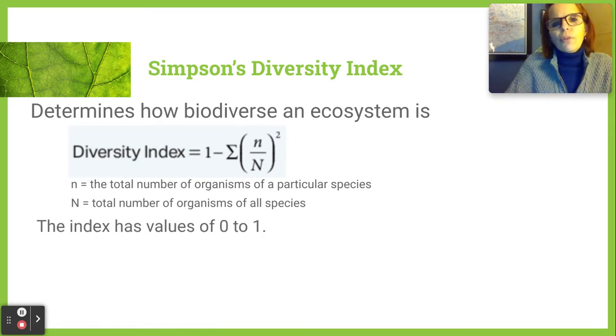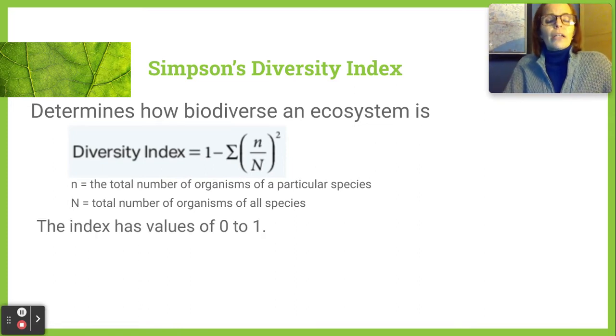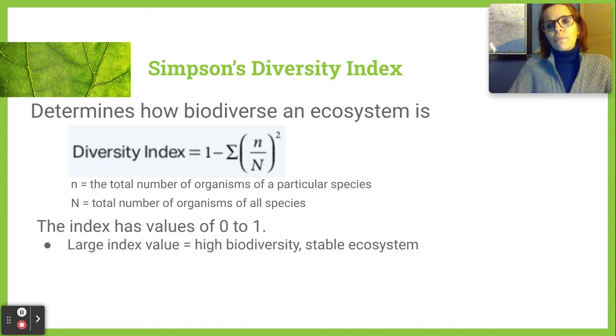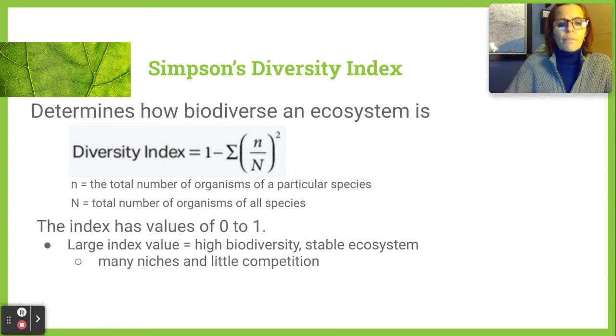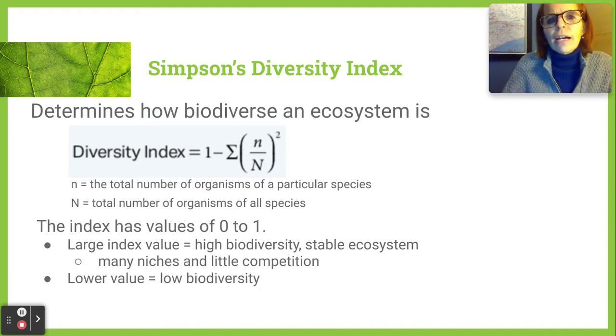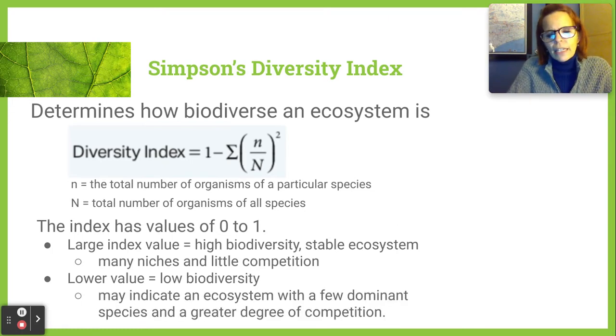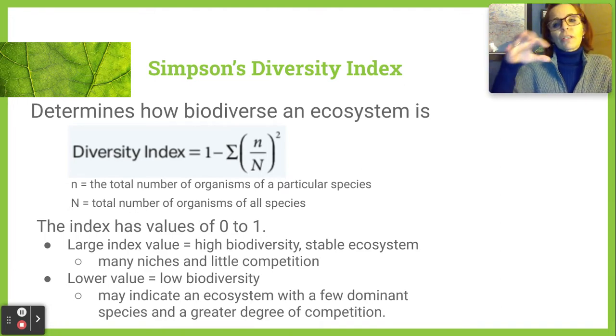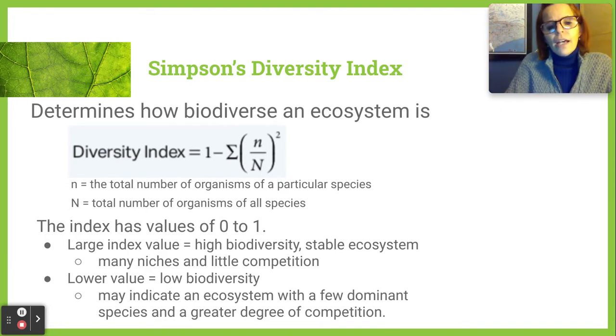So the index ends up with values between 0 and 1. A higher value, maybe you have a 0.89, that's a high biodiversity and very stable ecosystem. There are many niches in the ecosystem, and there's very little competition. A low value, maybe a 0.2, would indicate low biodiversity, and it may indicate an ecosystem with a few dominant species, like we saw in that other image where there were lots of the light green trees, and a greater degree of competition.